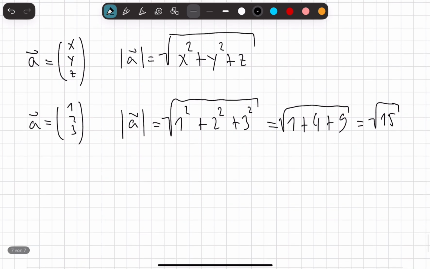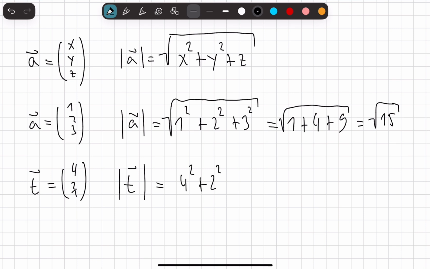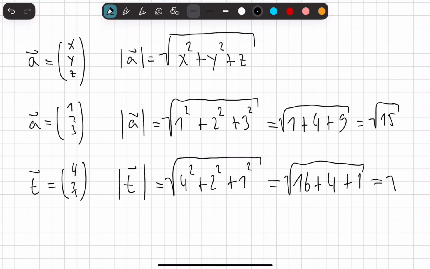And another example, let's call the vector t, equal to (4, 2, 1), and then the magnitude. So the length is the square root of 4 squared plus 2 squared plus 1 squared, and that's equal to 16 plus 4 plus 1, which is the square root of 21.